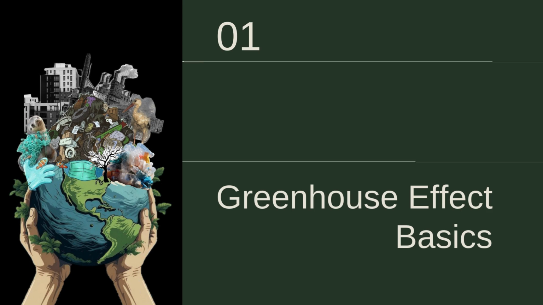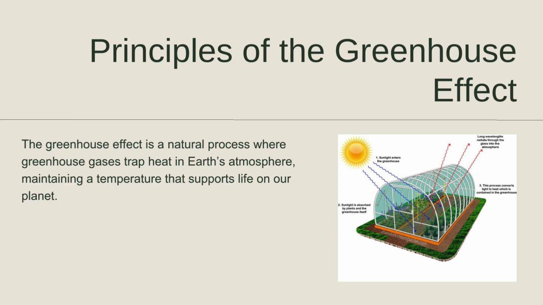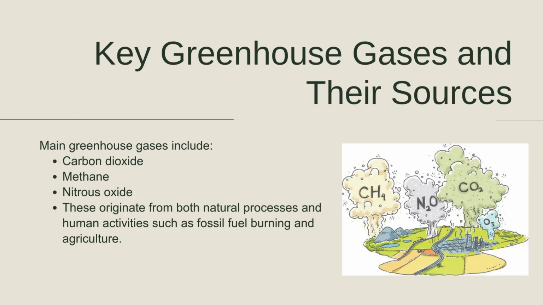Greenhouse effect basics. The greenhouse effect is a natural process where certain gases in the Earth's atmosphere trap heat. Without this effect, Earth would be too cold to support life as we know it. These greenhouse gases let sunlight in but prevent some of the heat from escaping back into space, maintaining a stable climate that supports life.